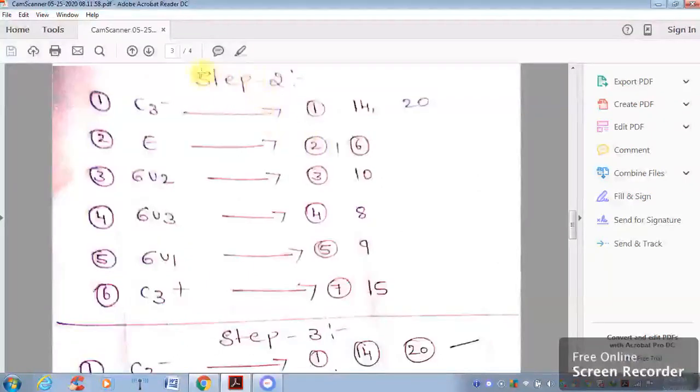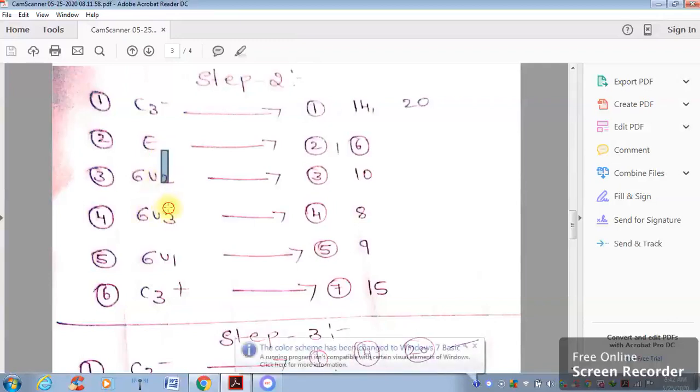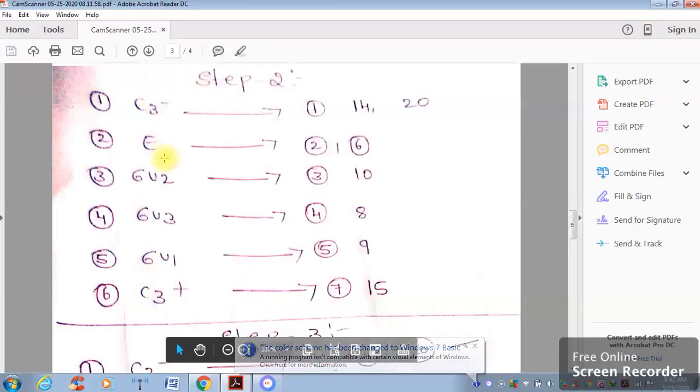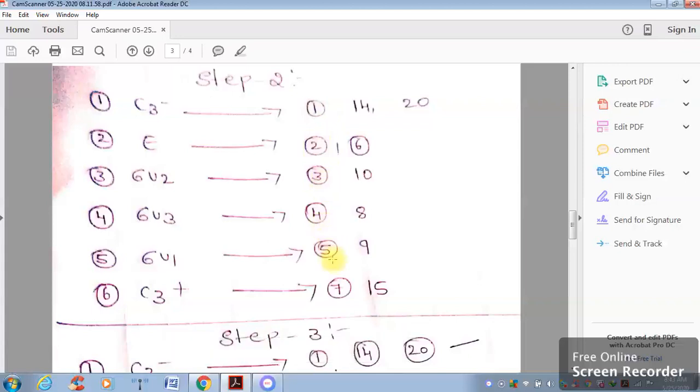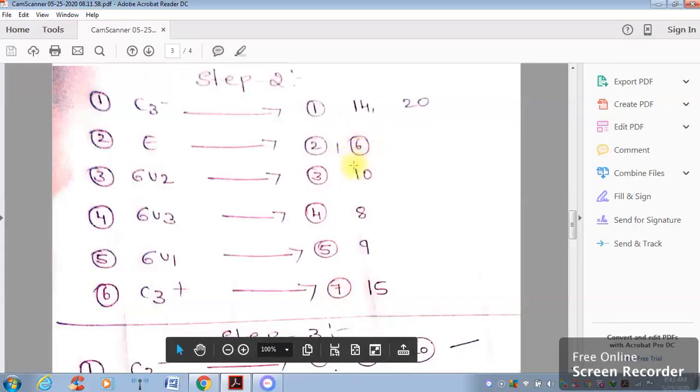Next is step 2. We wrote C3 minus, E, sigma V2, sigma V3, sigma V1, C3 plus already. In the first step you wrote box numbers 1, 2, 3, 4, 5, 7, 6.